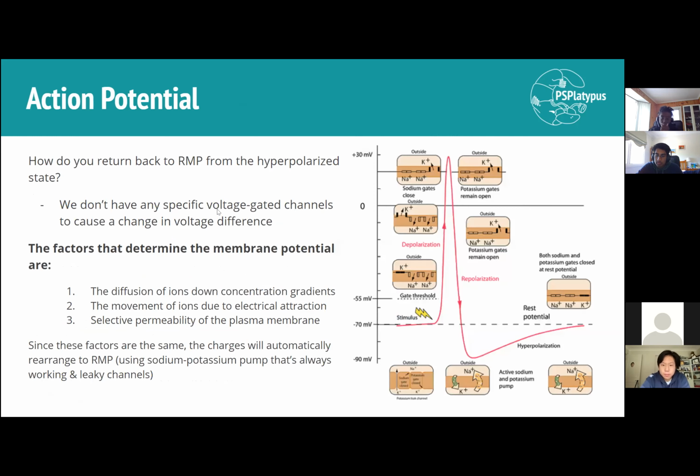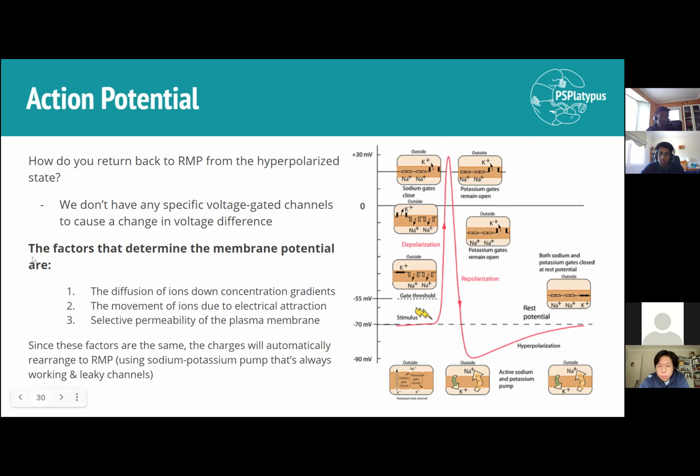Okay, so one thing is, how do we return back to the resting membrane potential from the hyperpolarized state? That's a question we should be able to answer, because we needed voltage gated channels in order to depolarize and repolarize in the form of sodium and potassium channels respectively, right? So how do we get from down here back up to resting membrane potential?